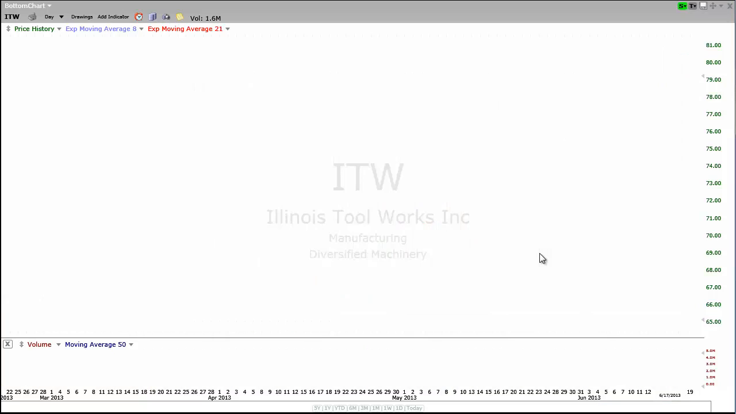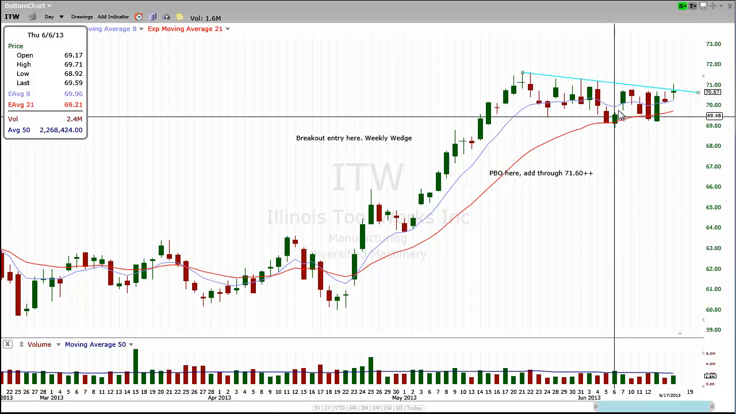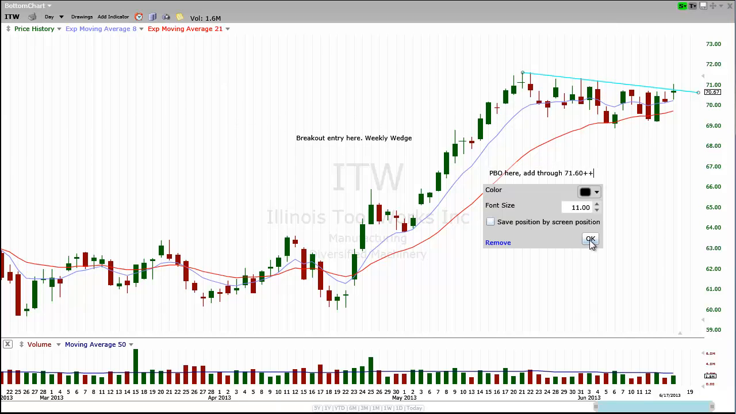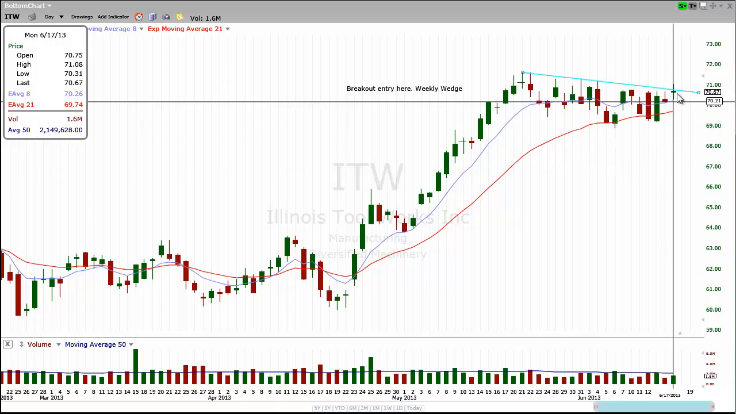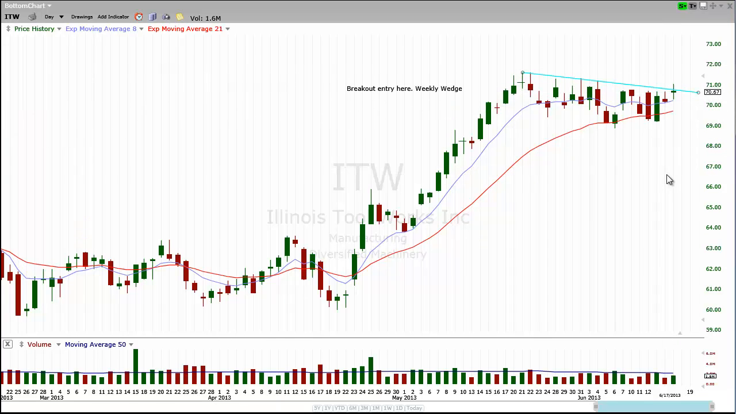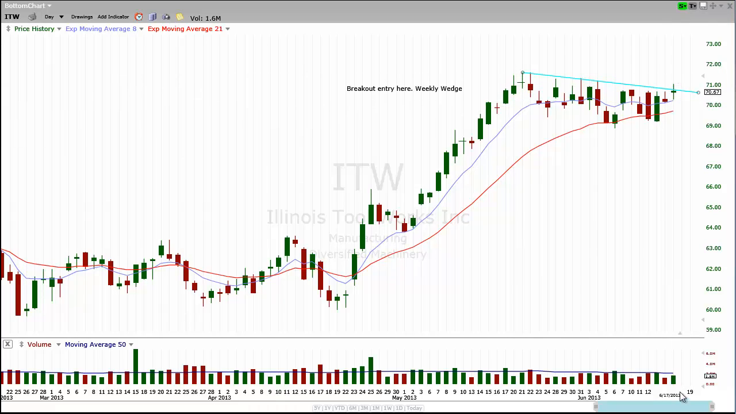There's ITW. Oh, get rid of some of this stuff. So this day, I can't remember when, but I was watching this for a while now. But it looks like a fairly nice setup here. It didn't have enough volume to take this high out, but if it could break this descending downslope with high volume, might be a good breakout play.